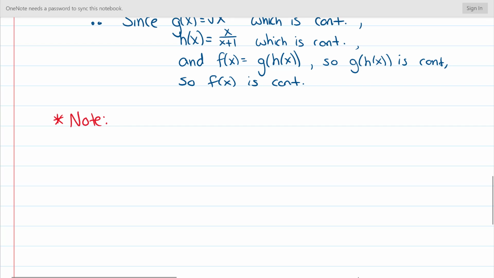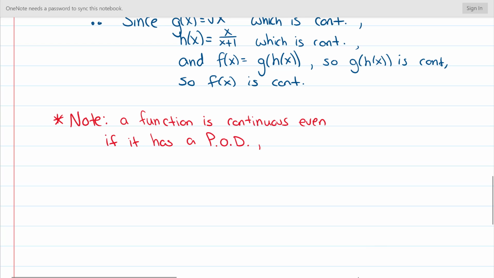So a side note to make that's very important is that a function is continuous even if it has a point of discontinuity, as long as the point of discontinuity is not in the domain.